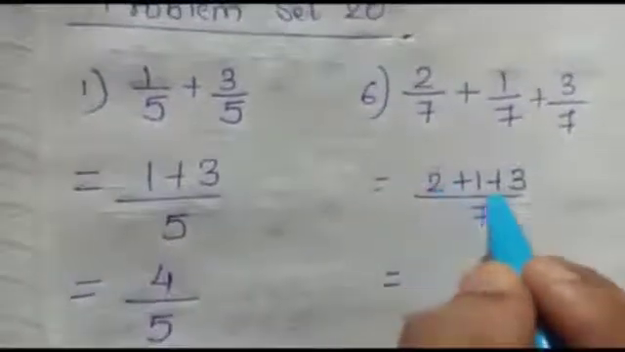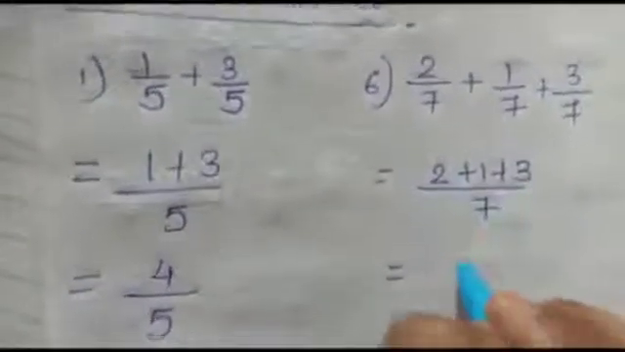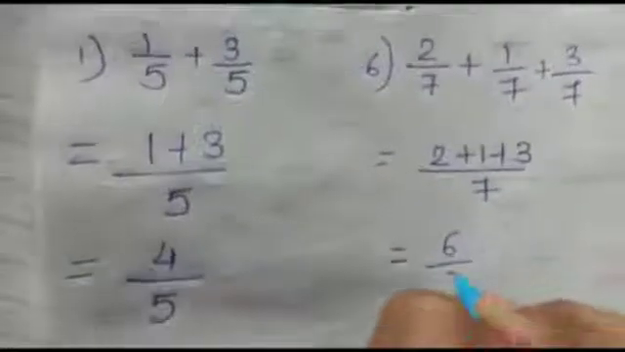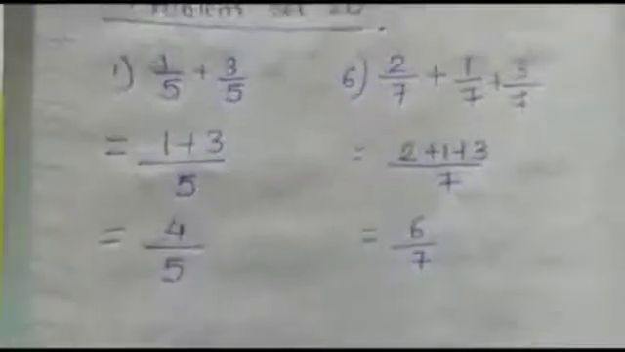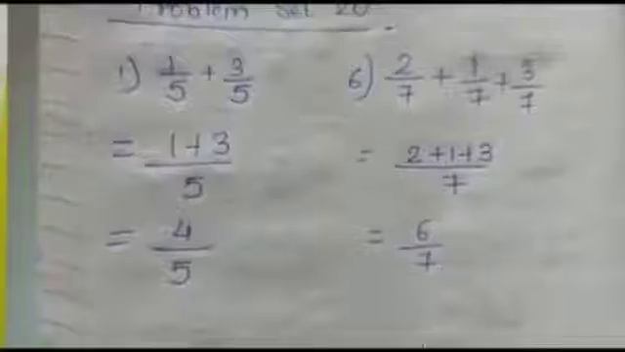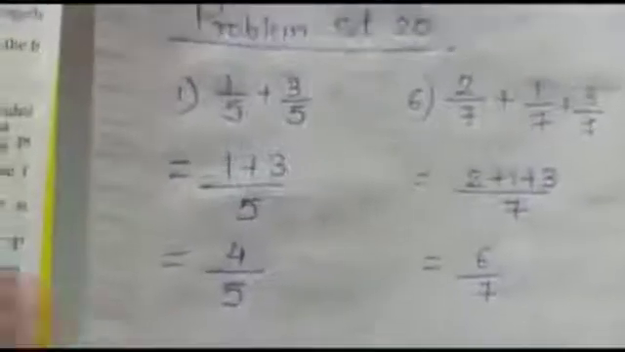That is 2 plus 1 is 3. 3 plus 3 is 6. That is 6 upon 7. Okay. In this way students, you have to solve the addition. Now students, look here word problems.